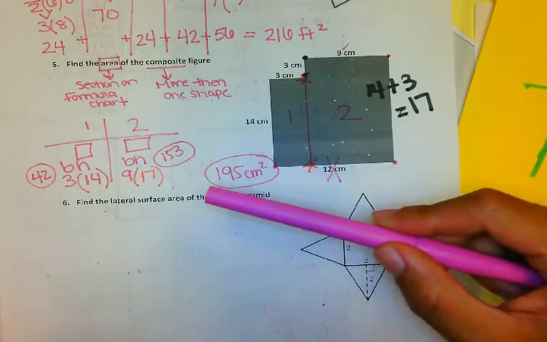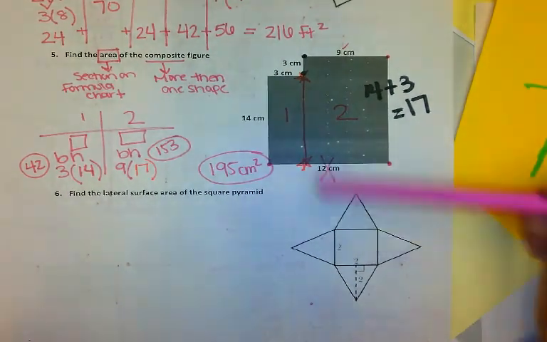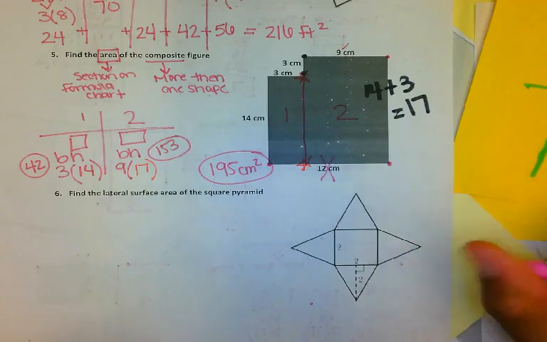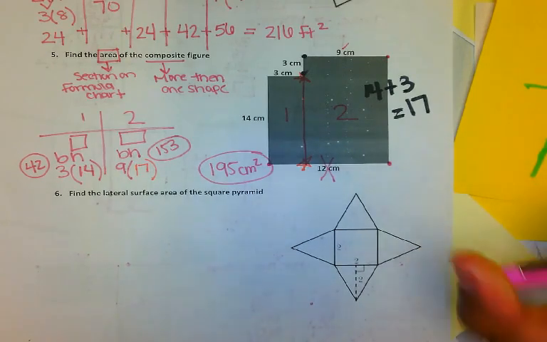And you should have gotten 195. Again, if you broke it up a different way and did not get 195, come and ask me so I can kind of help you out. And if you did get 195, good job. Congratulations. All right, and the last one.